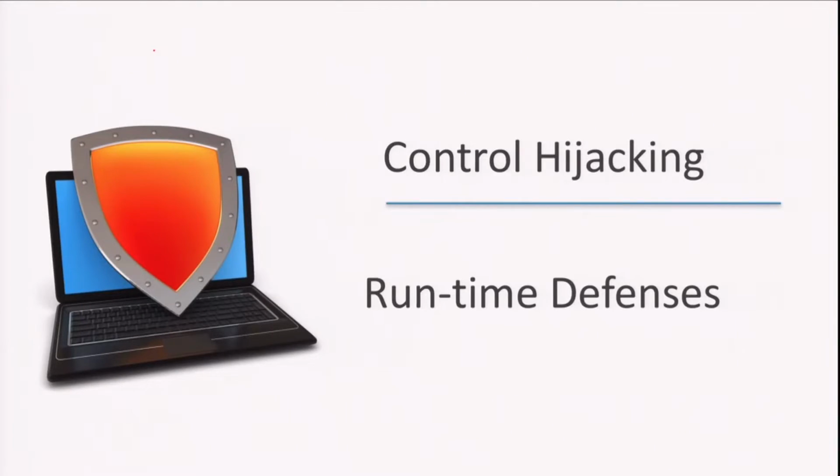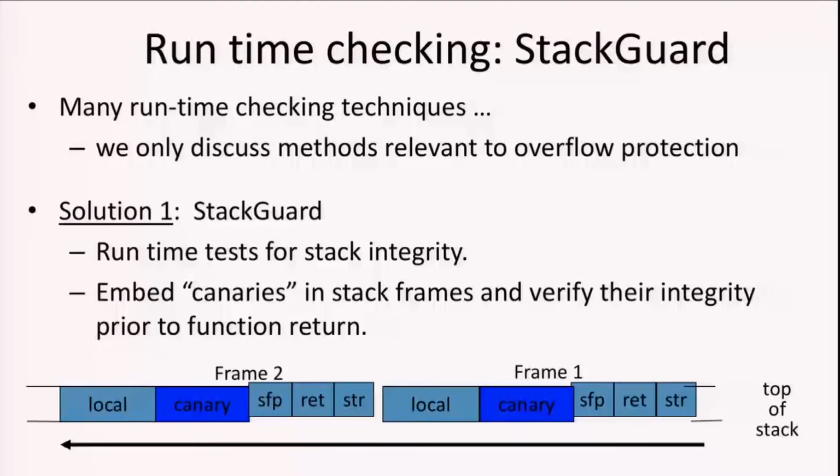Welcome to Module 1.5. Now we are going to talk about runtime defenses against control hijacking. There are a number of different solutions provided in the last 10-15 years for runtime checking. To do runtime checking, of course, you have to insert specific code into your program so that runtime checking is possible. Now, you don't want to do that manually, so you want a real automated way of inserting code that will do some checking.